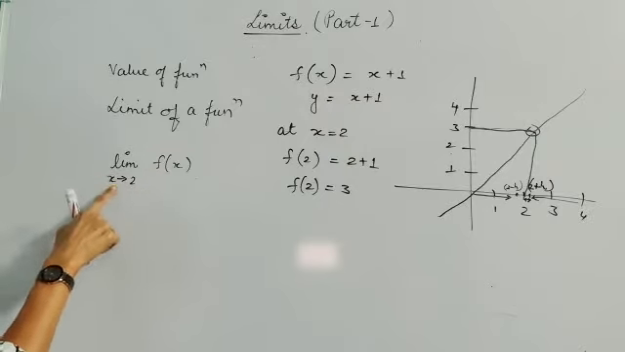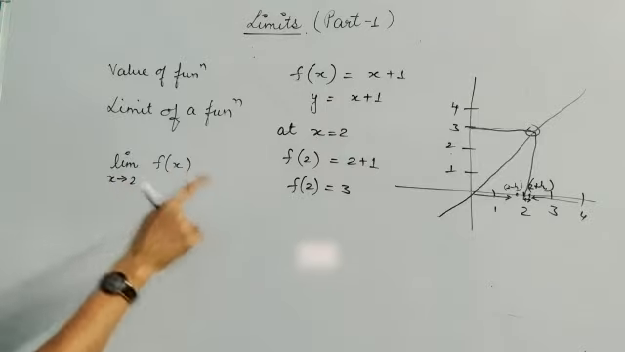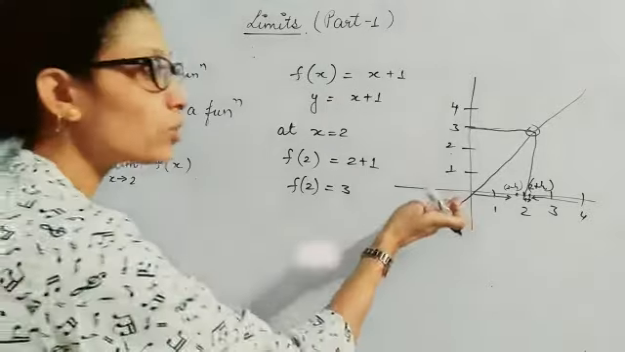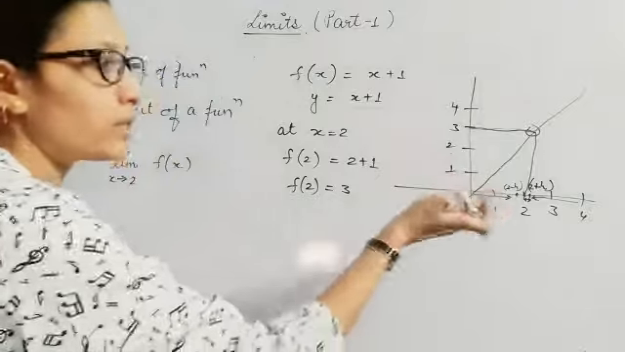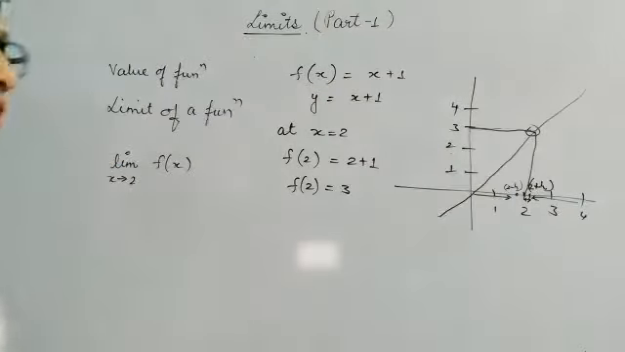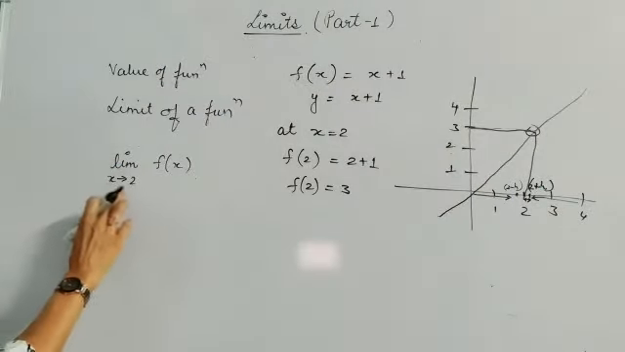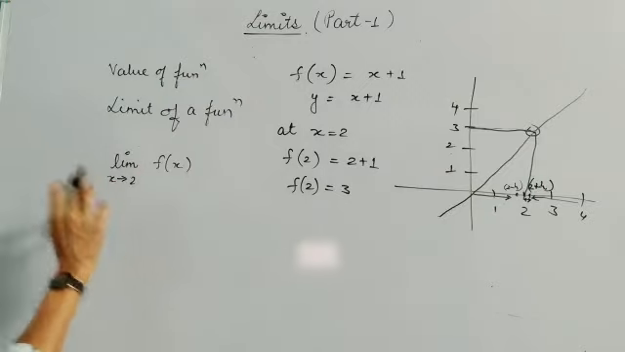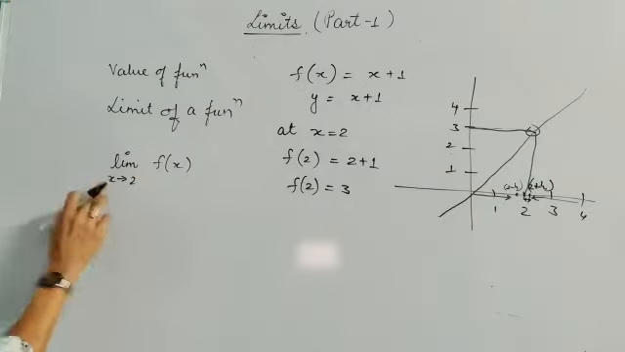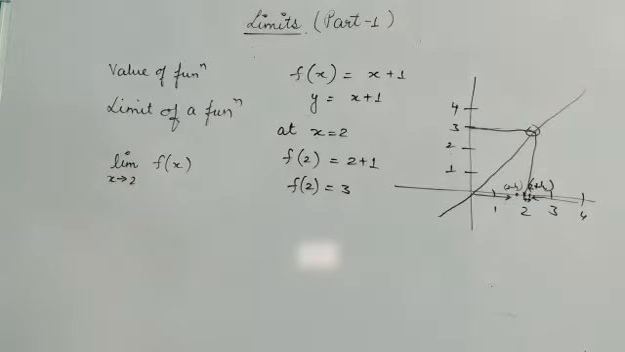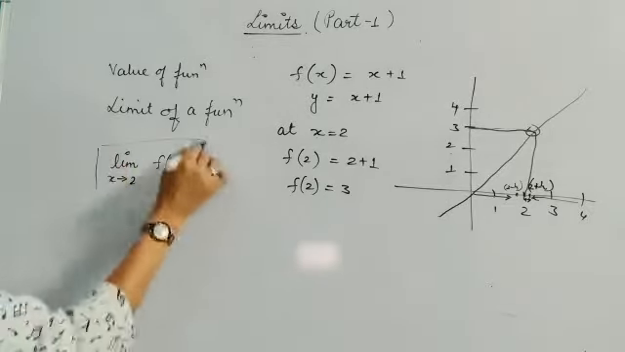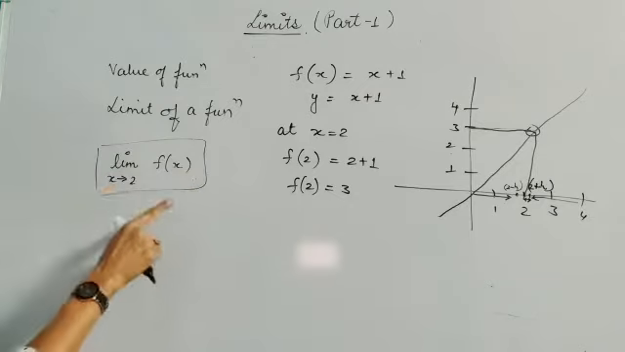When x approaches 2, that means we are moving towards 2 either from the left side or from the right side. So this is limit x tends to 2 f(x). This is actually not at x equal to 2, but we are moving towards 2. Alright. So this is the limit of the function at x equal to 2.